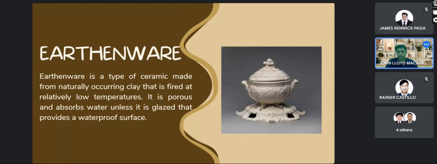Earthenware. It is a type of ceramic made from naturally occurring clay that is fired at relatively low temperatures. It is porous and absorbs water unless it is glazed, which provides a waterproof surface. Due to its lower firing temperature, earthenware tends to be less durable and softer than stoneware or porcelain. It has been used historically for pottery and other functional or decorative items across many cultures. Next slide, please.